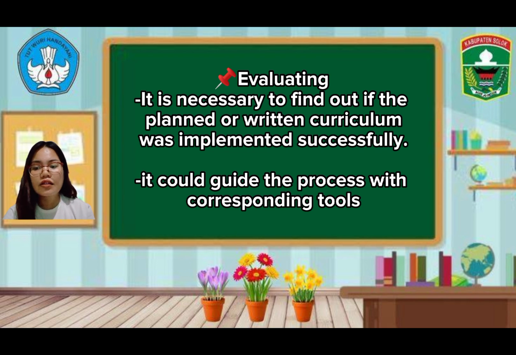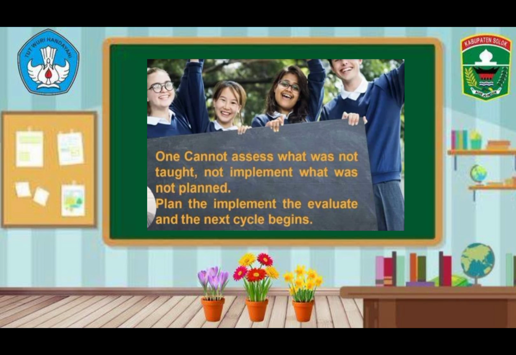Evaluation must be aligned to the levels of assessment for the levels of learning outcomes as defined by the Department of Education. What has been planned should be implemented, and what has been implemented should be evaluated. One cannot assess what has not been taught, nor implement what was not planned. Plan, then implement, then evaluate, and the next cycle begins.